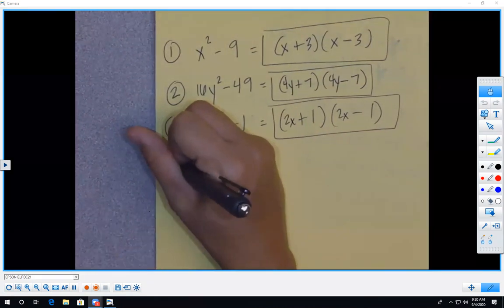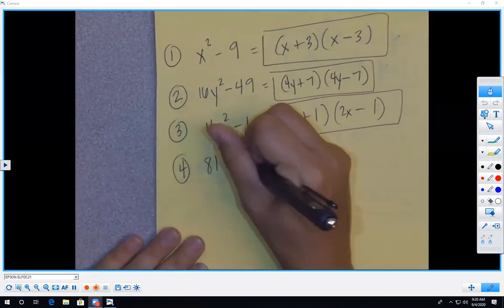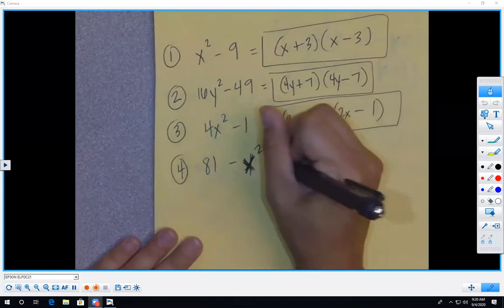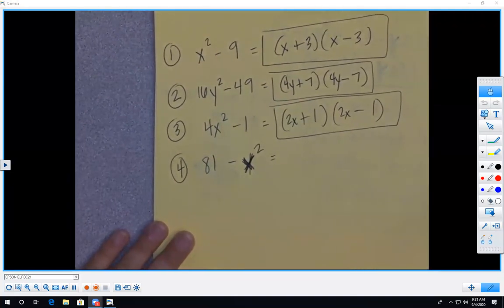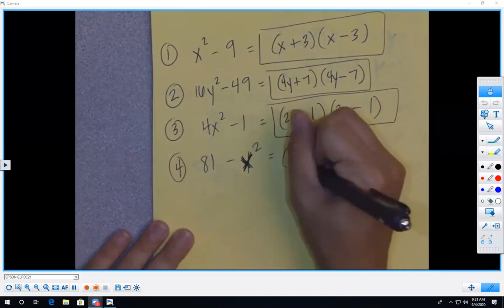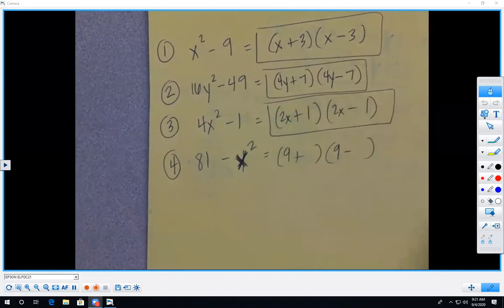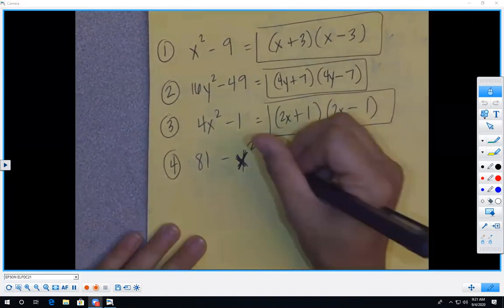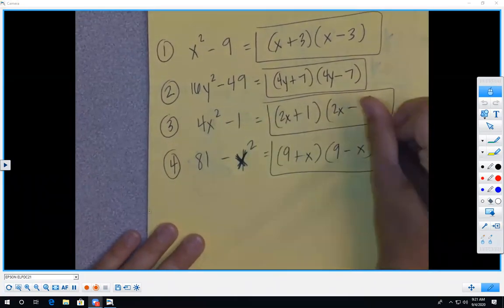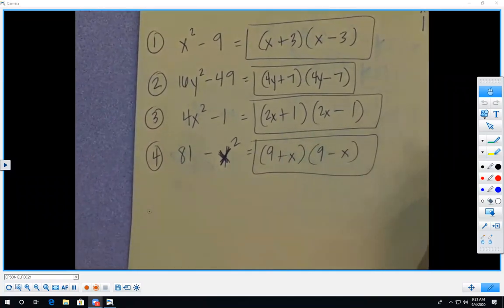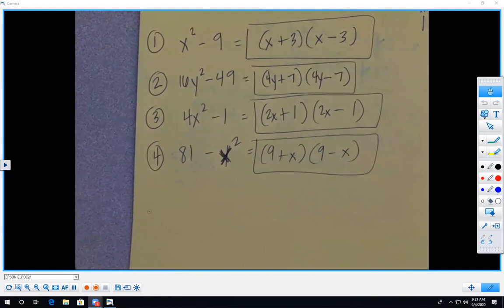What about if it was 81 minus x squared? Okay, so two sets of parentheses, one's a plus, one's a minus. What's the square root of 81? That's what goes at the beginning of both of them, 9. And then what's the square root of x squared? X. So 9 plus x, 9 minus x. So make sure if it's kind of backwards, if the x is last and the number's first, you put that the same way in your parentheses. Okay, so that's the difference of two squares. Are you good with that?